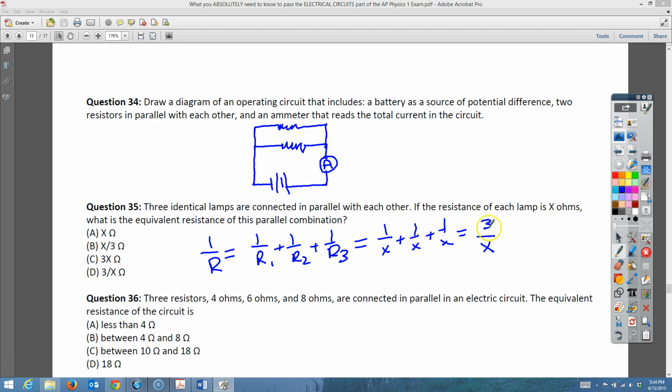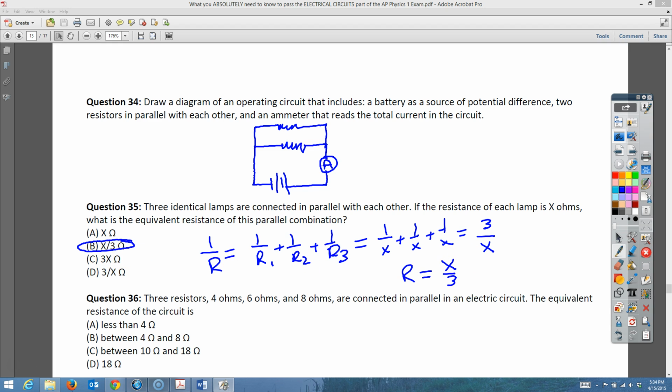And now I've got to flip both this and this. So I'm going to have R over 1, I have to write the 1, is equal to X over 3. And so when we look, the only one that fits that is letter B. So it is X over 3.